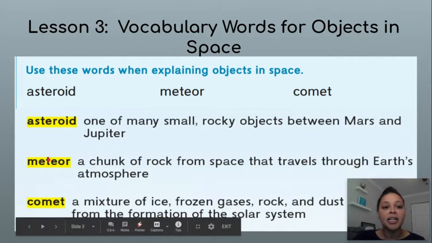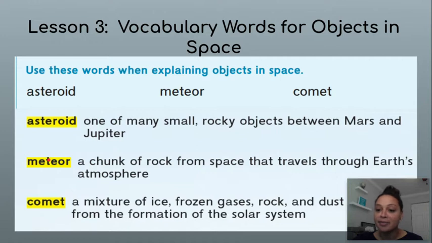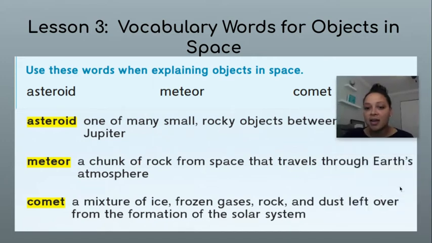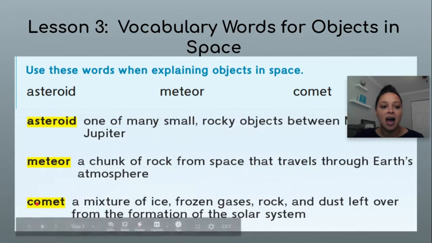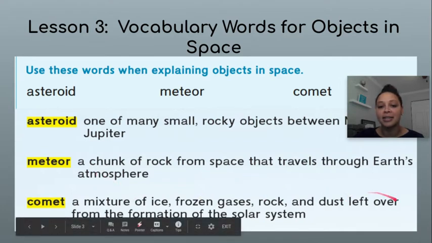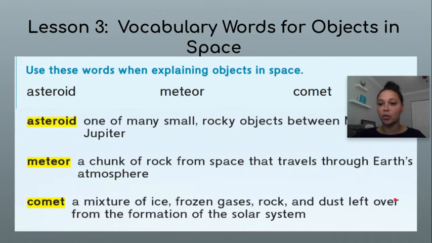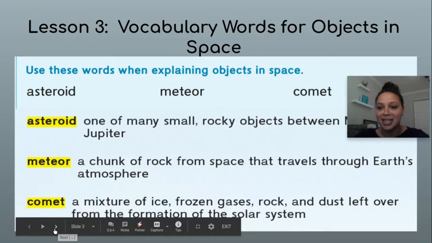And so a meteor, that word should sound familiar to you because Mr. Abbott mentioned it in his lab when he did the Craters Lab. And so a meteor is a chunk of rock from space that travels through Earth's atmosphere. Okay, and the next object we're going to be learning about is comets. And comets are a mixture of ice, frozen gases, rock, and dust left over from the formation of the solar system. So we're going to be talking about all 3 of these objects today in this lesson.